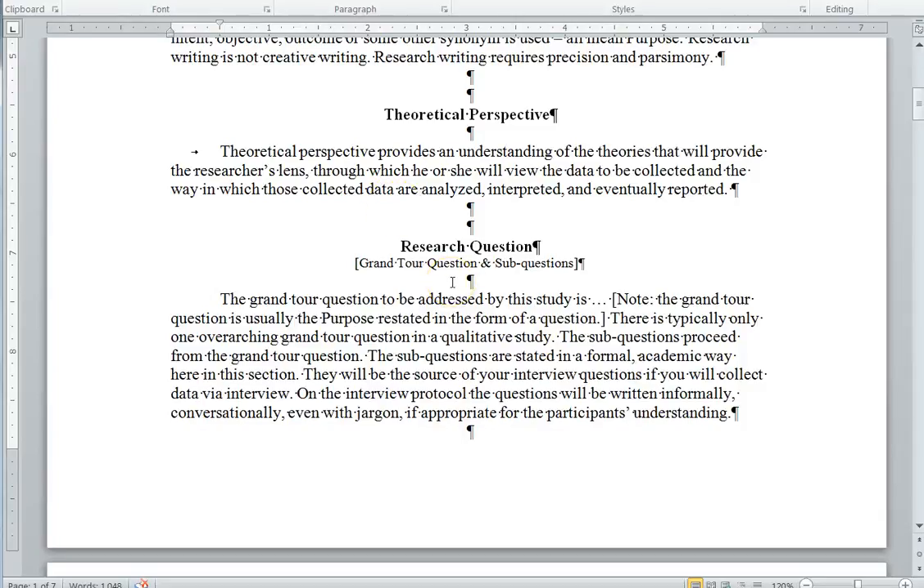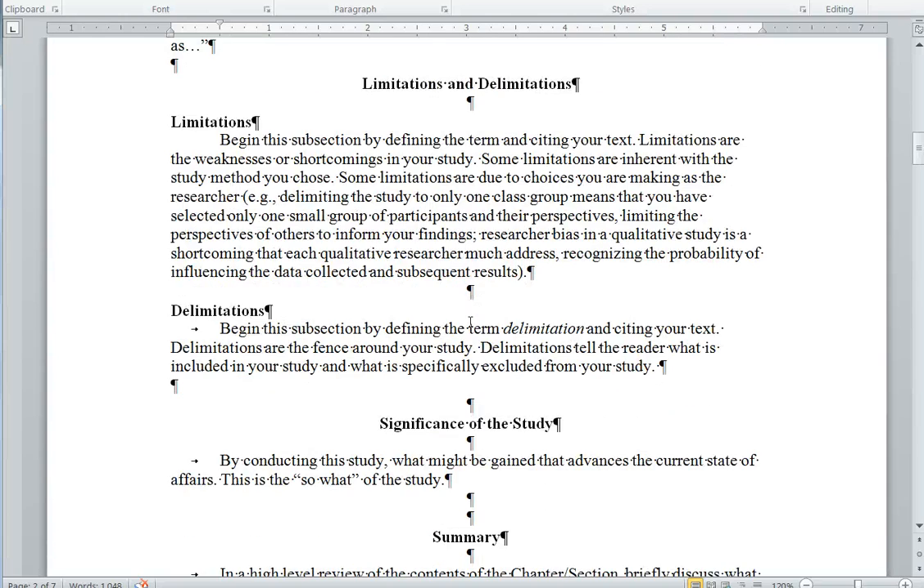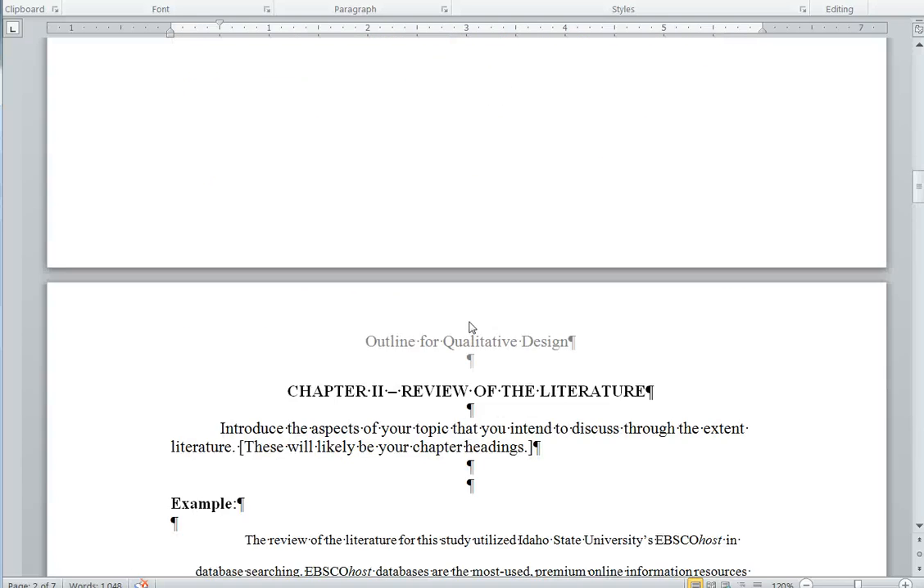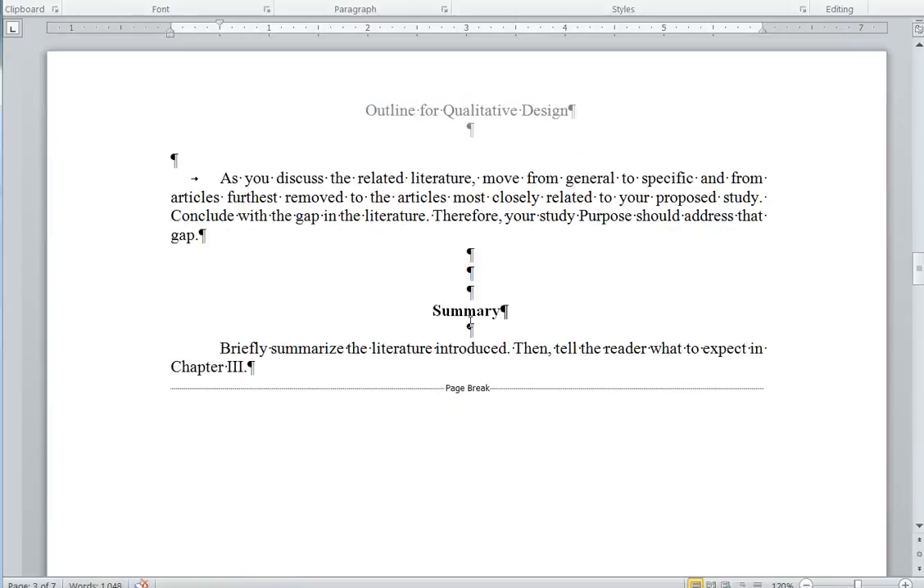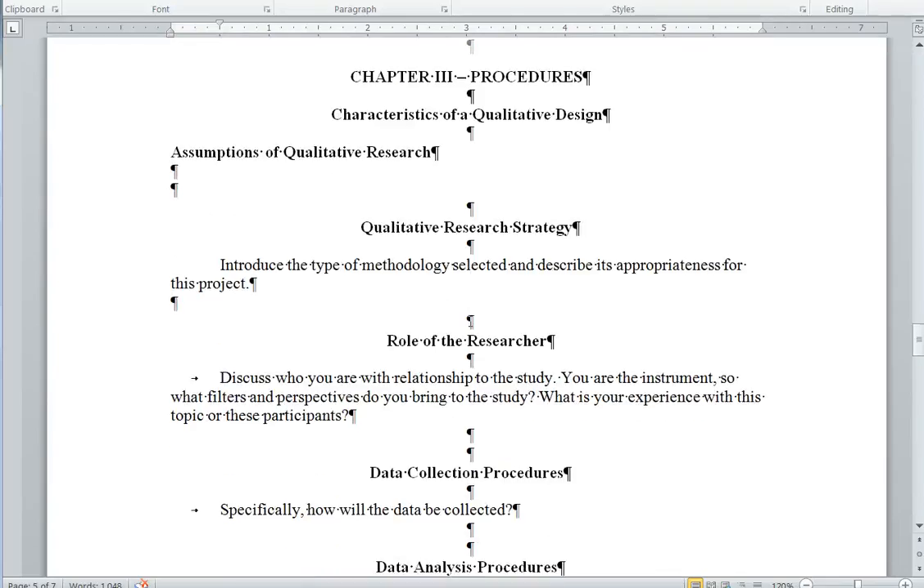We're only going to have one research question in a qual study. We refer to it as a grand tour question. So we'll talk again more about this as we get closer to talking about qual and quant. Define terms, limitations, delimitations, significance, and we'll also have a summary that transitions. Literature review is just the same. No differences in our literature review from qual to quant.